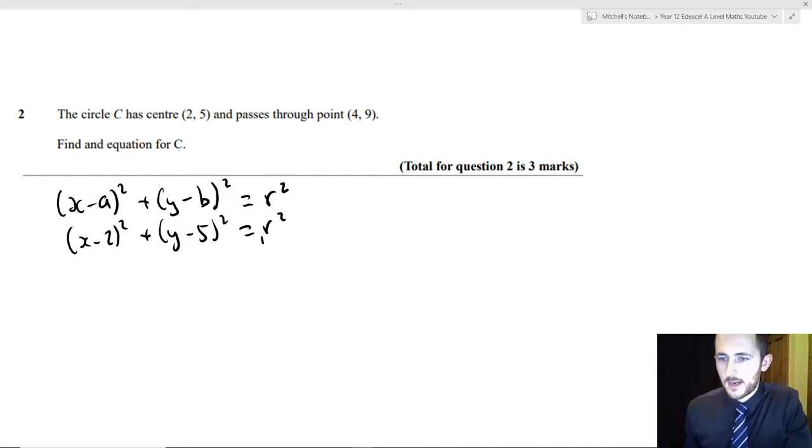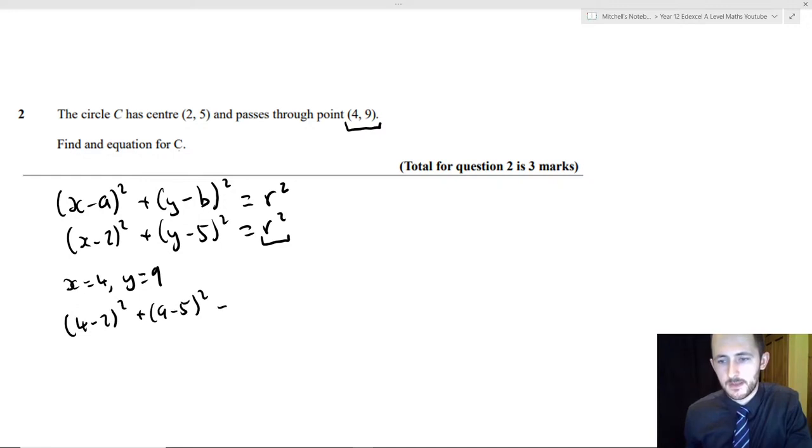Okay, now I need to work out what r is in order to find the equation of the circle. They tell me that it passes through the point (4, 9), so I can sub in x equals 4 and y equals 9 and get the value for r squared. So we have (4 - 2)² + (9 - 5)² = r². 4 minus 2 is 2, squared is 4. 9 minus 5 is 4, squared is 16. So we get 20 equals r squared.